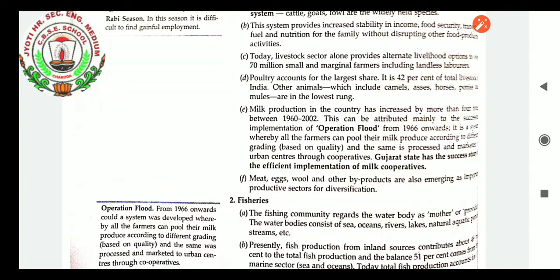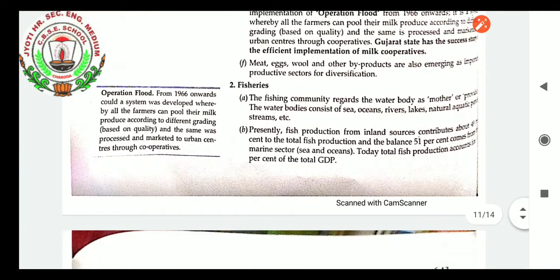Gujarat state has a success story of the efficient implementation of milk cooperatives. Meat, egg, wool and other byproducts are also emerging as important productive sectors for diversification. Next is fisheries. The fishing community regards the water body as a mother that provides for them. The water bodies consist of sea, ocean, rivers, lakes, natural aquatic ponds, streams, etc. Presently, fish production from inland resources contributes about 49% of the total fish production, and the balance 51% comes from the marine sector, that is the sea and the oceans.